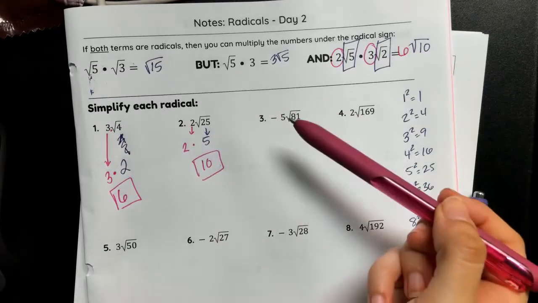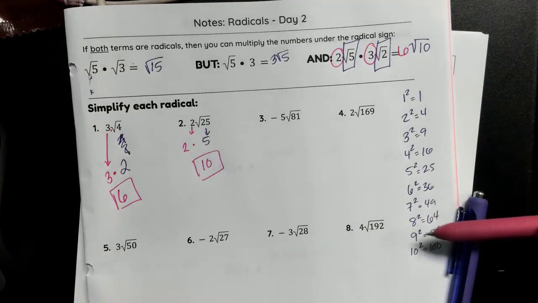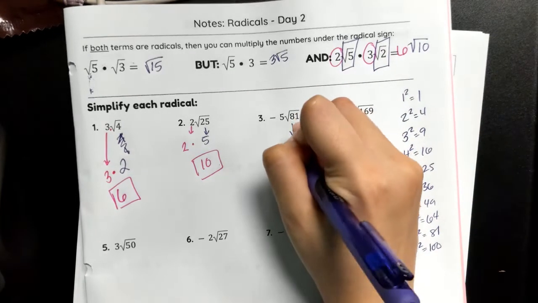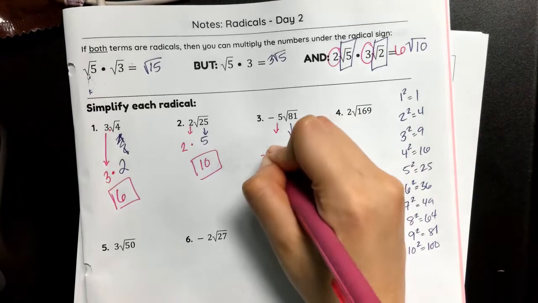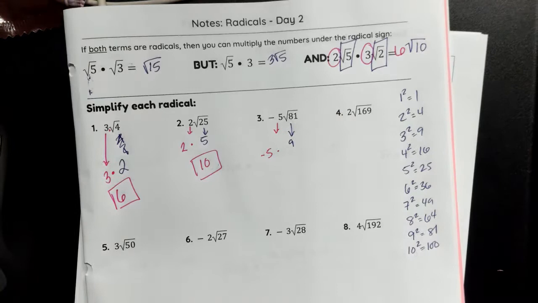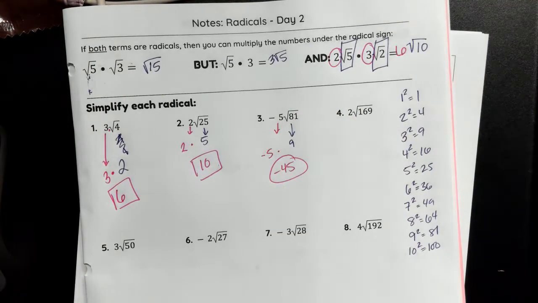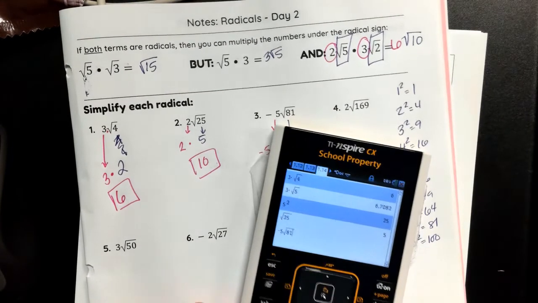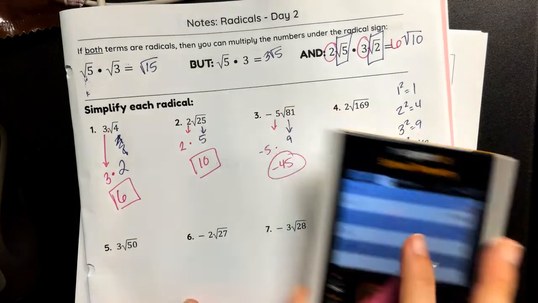What about this one, 81? We'll check our perfect square list. Right here, the square root of 81 will be 9, because 81 is a perfect square of 9. We still have to deal with that negative 5. So we have negative 5 times 9, which is negative 45. Like I said, we can check our answers. If I do negative 5 times square root 81, it gives you negative 45.